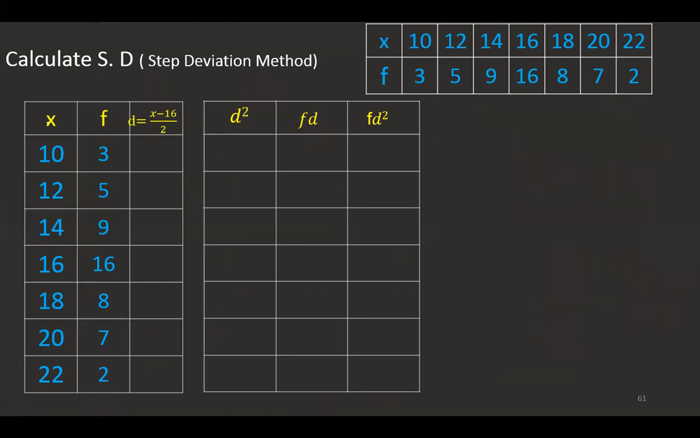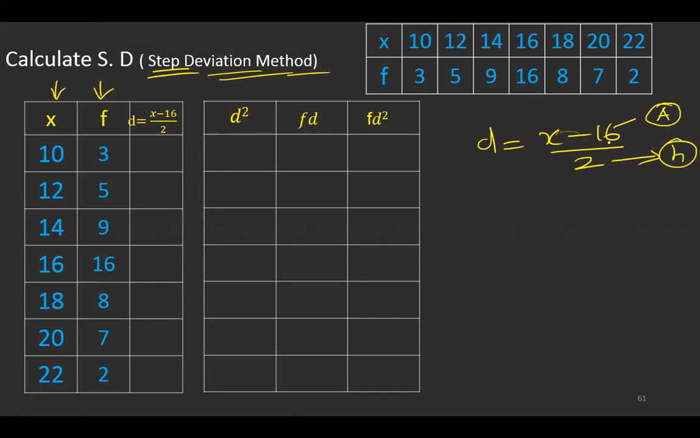Now D. Okay, now x value I have written as it is, f value I have written as it is. I'm going to do it in the step deviation method to find out the standard deviation here. Now what is this D here? I have written D is equal to x minus 16 by 2. Now what are all these? This 16 is nothing but a, the assumed mean. Now this 2 is nothing but h. So these two values I only choose. You can choose these two values as you wish. It should be common for all the other values so that you can divide it. Now I'm going to calculate this particular value for 10 here. My x value is 10.